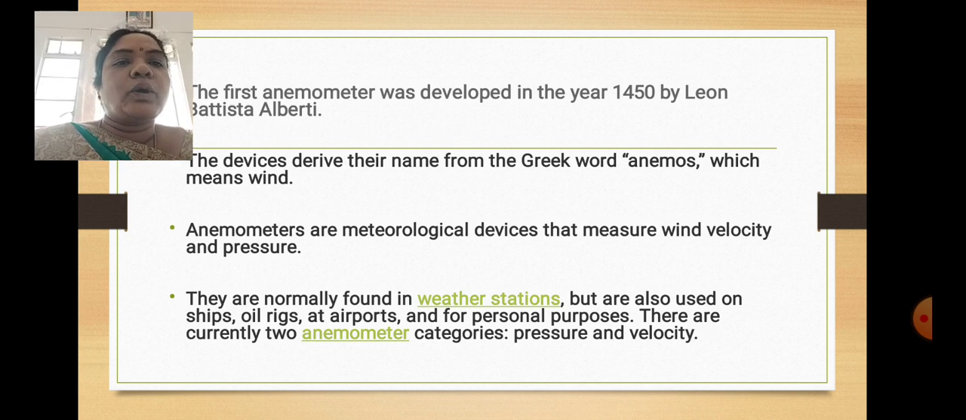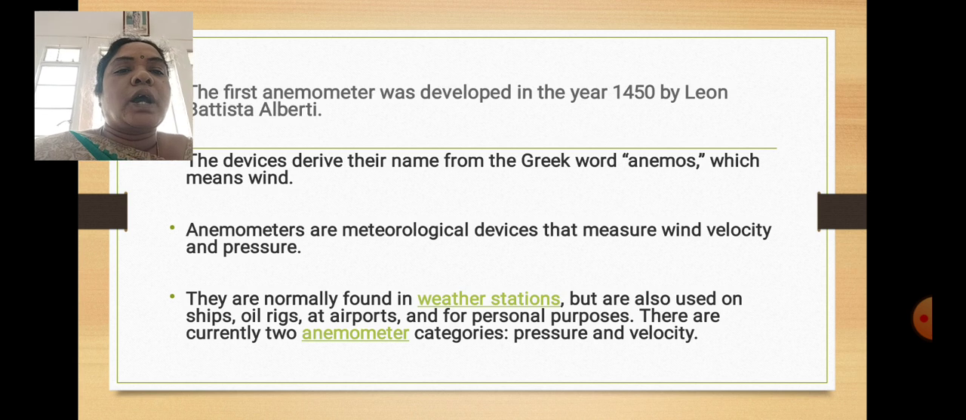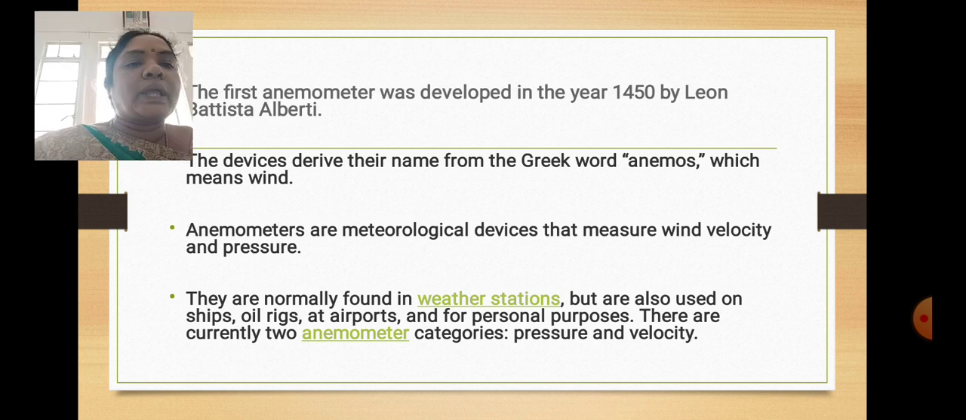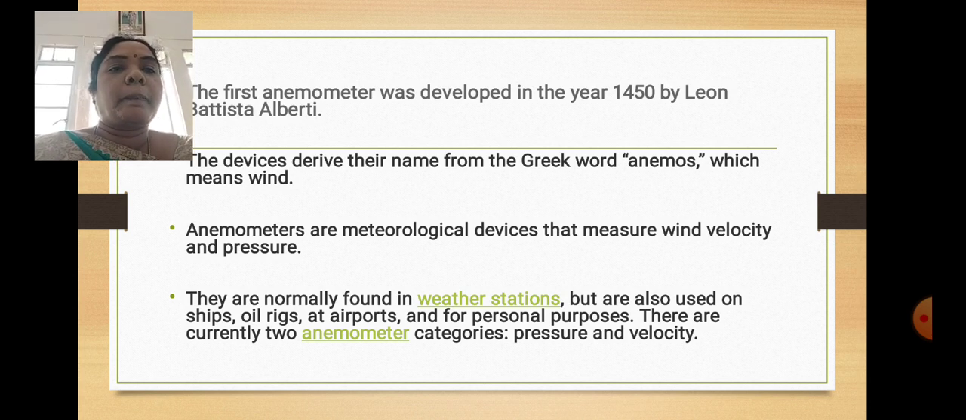The first anemometer was developed in the year 1450 by Leon Battista Alberti. The devices derive their name from the Greek word anemos, which means wind. Anemometers are meteorological devices that measure wind velocity and pressure. They are normally found in weather stations but are also used on ships, oil rigs, at airports, and for personal purposes. There are currently two anemometer categories: pressure anemometers and velocity anemometers.